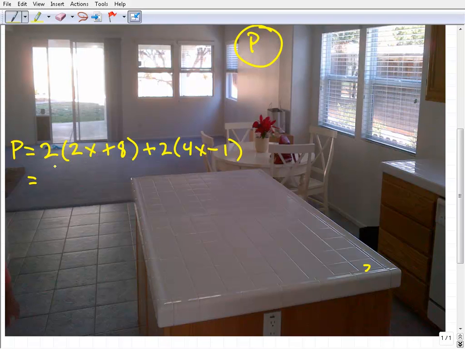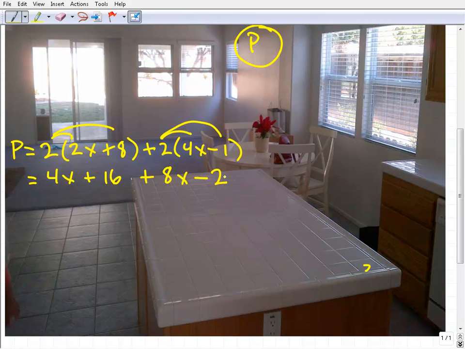The first thing is you have to use the distributive property to simplify these numbers being multiplied by these variable expressions. So this is going to be 2 times 2x plus 8. So I'm going to distribute the 2 to both of these terms. So this is going to be 4x plus 2 times 8 is 16, plus 2 times 4x is 8x. And then this is going to be a minus 1, right? So it's going to be 2 times a minus 1, which is minus 2.